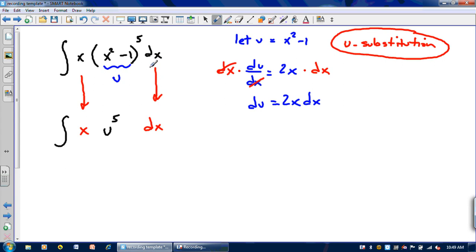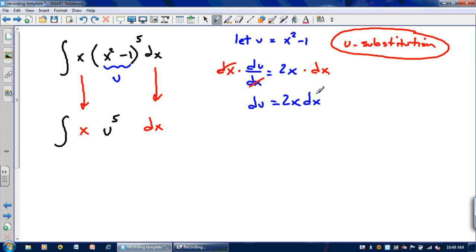To reiterate, I've taken out x squared minus 1 and replaced it with u. I decided that this was going to be u because it looks to me like the original part of the original function that survived through to the end of differentiation by using the chain rule. I call that u. I take out the x squared minus 1, replace it with u. Now I need replacements in terms of u for x and dx.